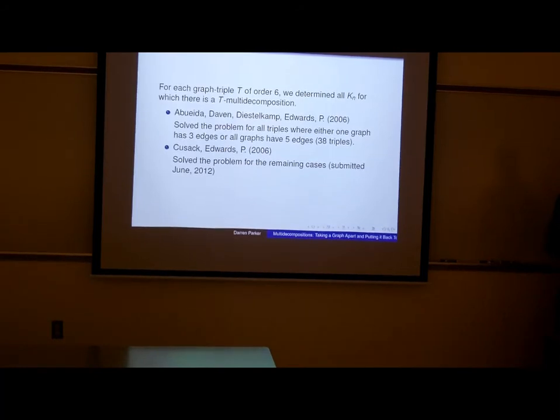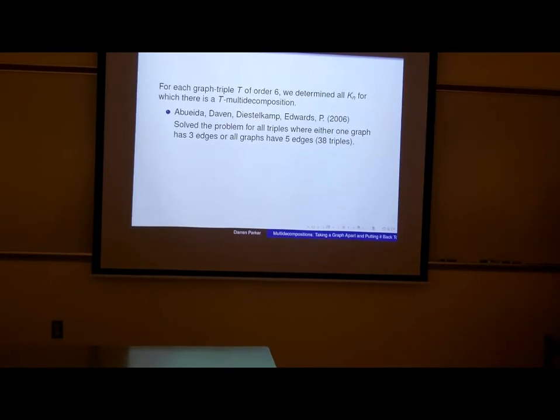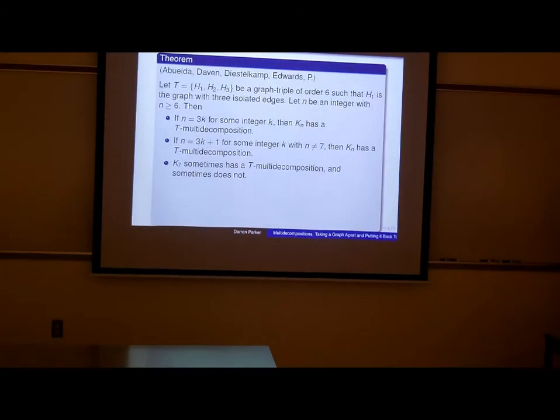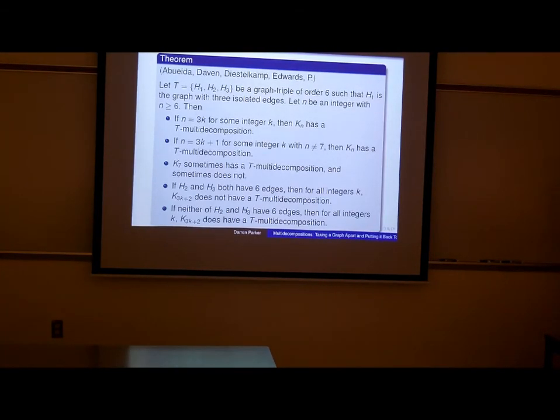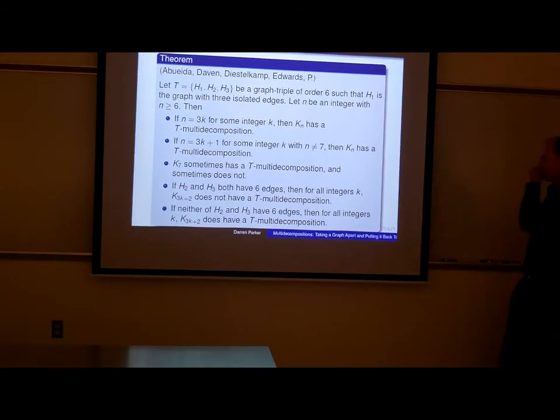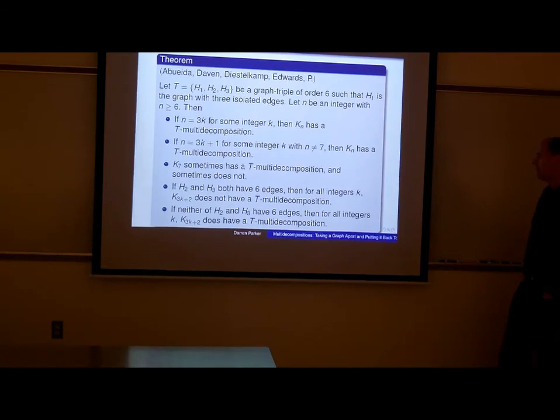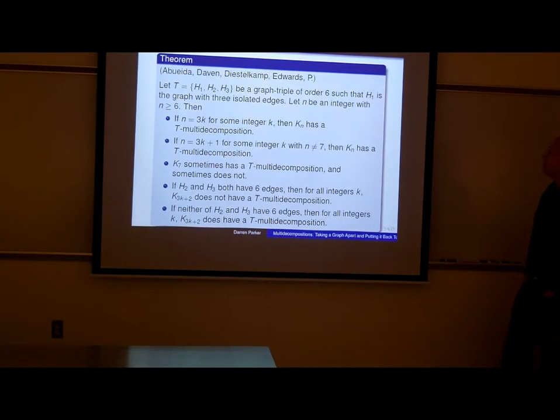Can you back up a couple slides? Sure. It was that right there. Okay, the last two cases. The second to last one says if H2 and H3 both have 6 edges. The last one says if neither of H2 and H3 have 6 edges. What if one of them has 6 edges?